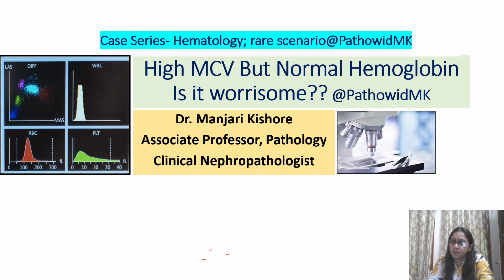Now, whenever we think of high MCV, we think in terms of anemia. It could be macrocytosis, and when we have a high MCV along with low hemoglobin levels, it is usually noted in cases of anemia, right? So in macrocytic anemia we get this phenomenon of high MCV and low hemoglobin. Now, what about a condition where we have high MCV but normal hemoglobin? Is it worrisome? Should you be worried about your CBC parameters?